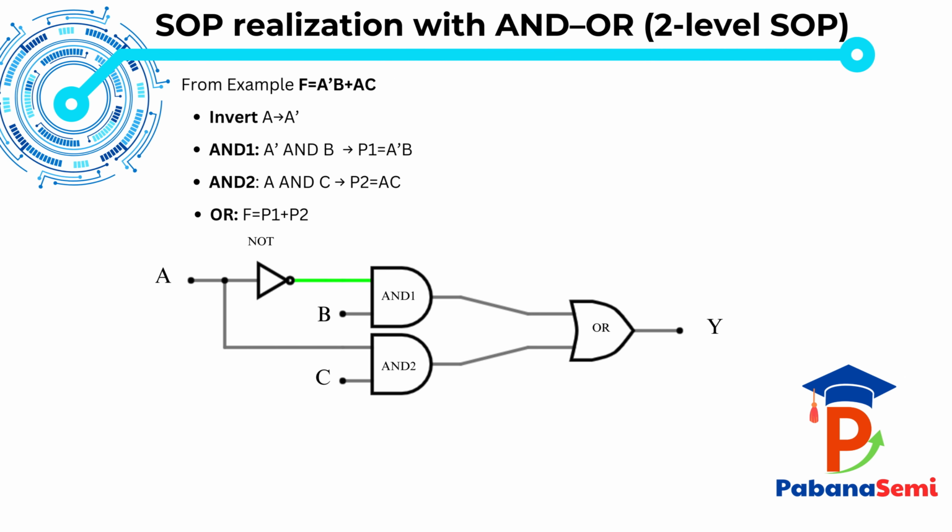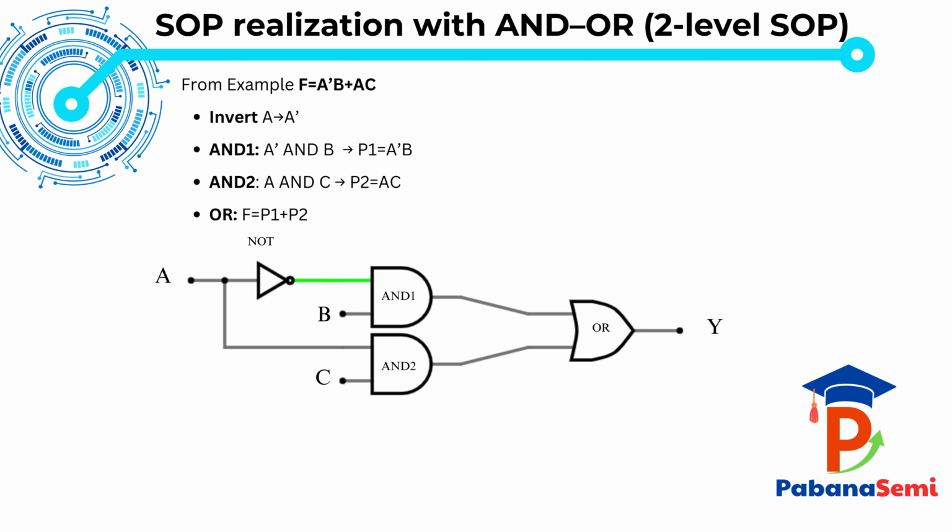Now let's see how we realize a Boolean function in SOP form using a two-level AND/OR implementation. In this example, the function is F equals A'B plus AC. This is a classic SOP expression because it is a sum of product terms. Step 1 is to generate the complemented variable. We need A prime, so we pass A through a NOT gate to obtain A bar.